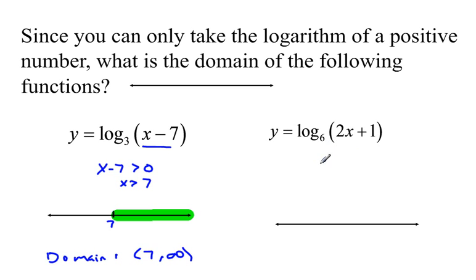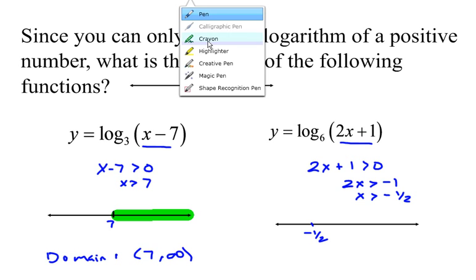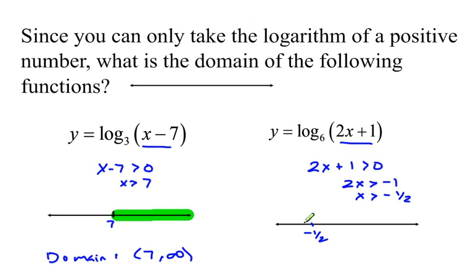Let's try another one here. My inside has to be positive, so 2x plus 1 must be greater than 0. 2x must be greater than negative 1, and x must be greater than negative 1/2. Again, we get our visual, and we can shade everything that is greater than it. So that's going to be everything out here. And so now we can write our answer that our domain goes from negative 1/2 out to infinity.